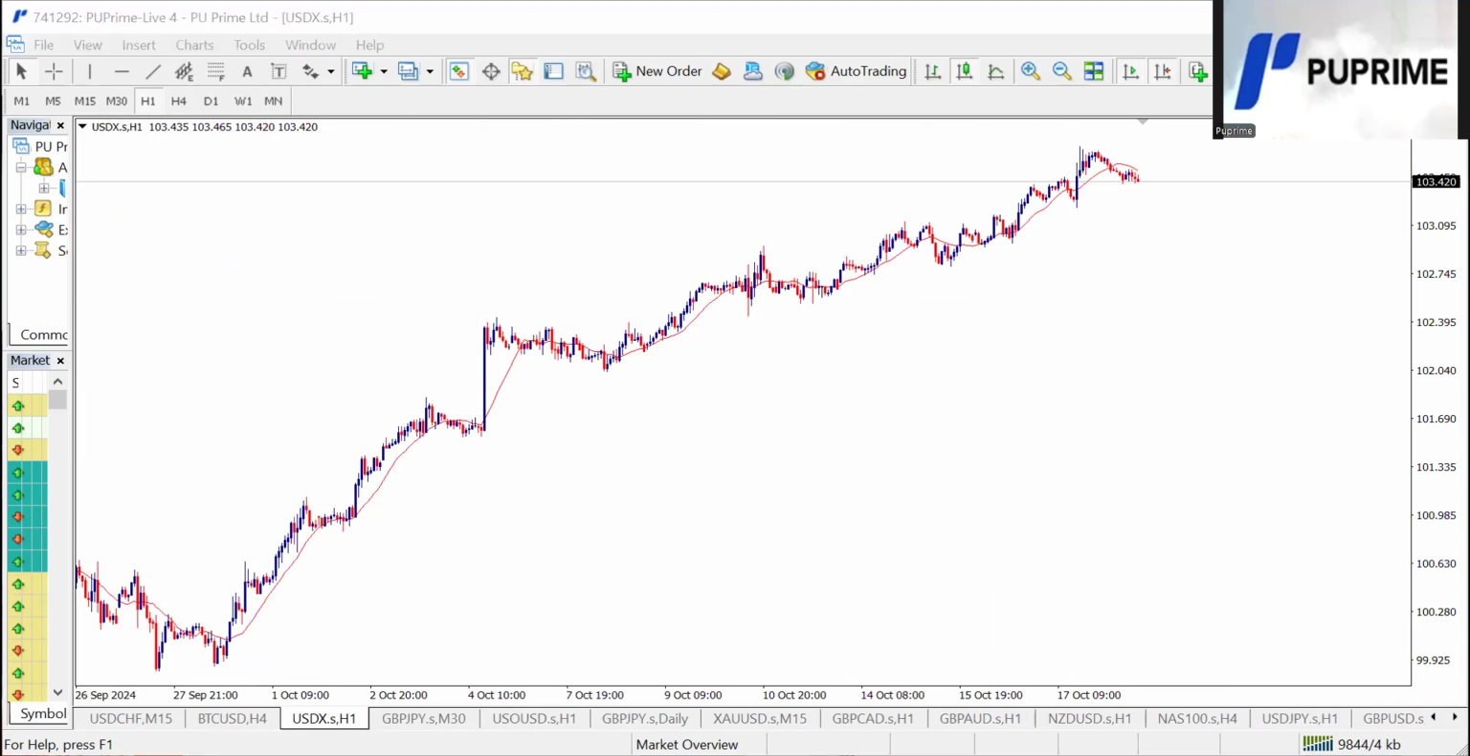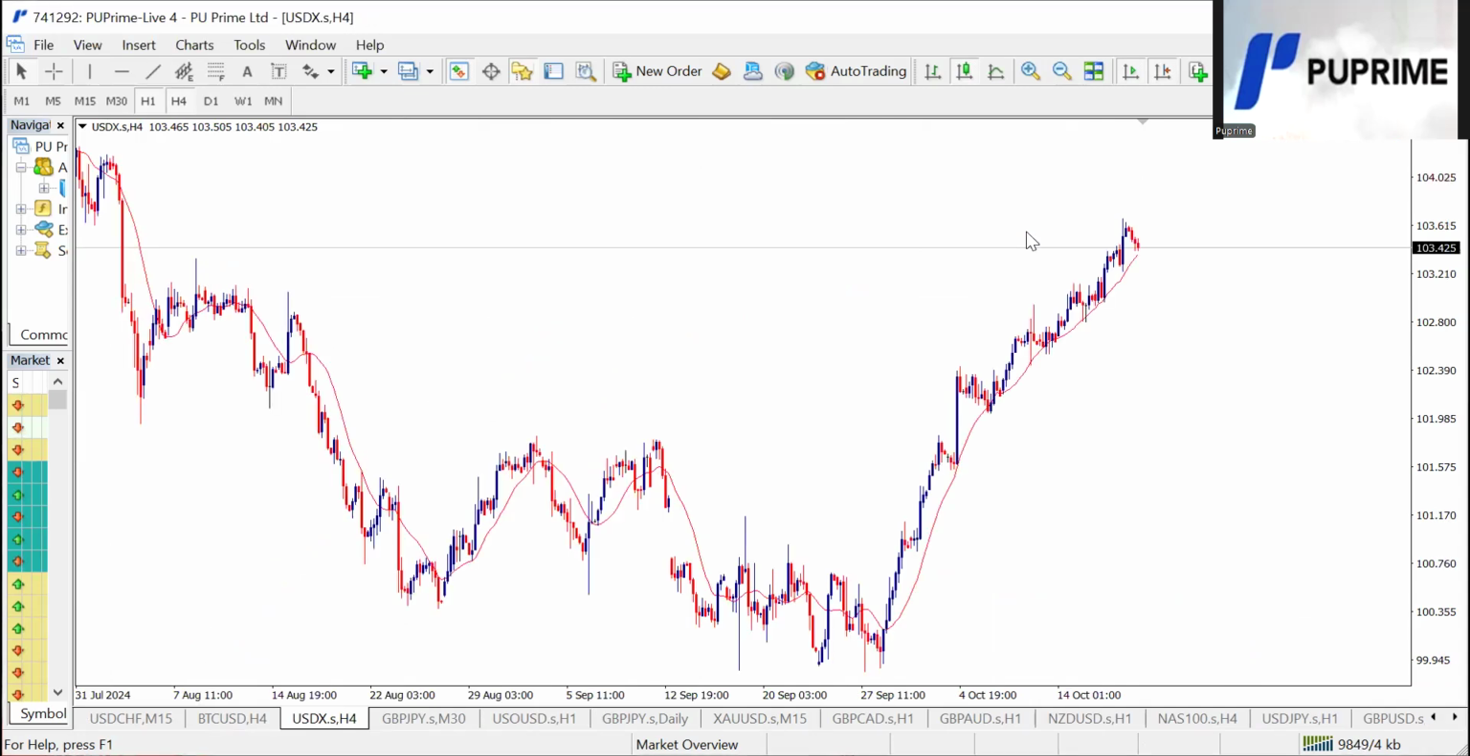So let me start off from the 4 hour time frame very quickly so that we get to see what the dollar index is doing. The dollar index has been on a very strong bullish move, of which we've been expecting some kind of retracement or reversal, and these have not been happening lately.